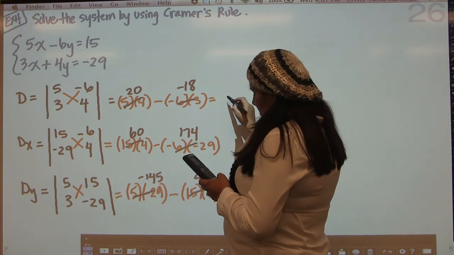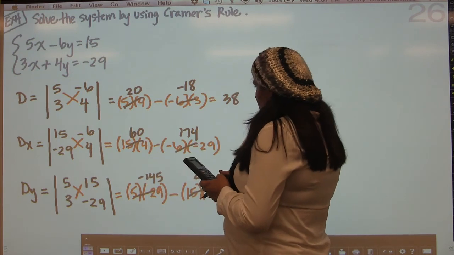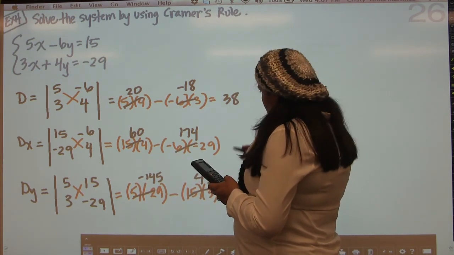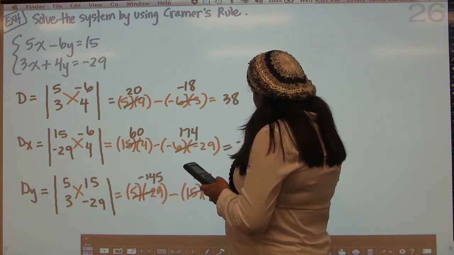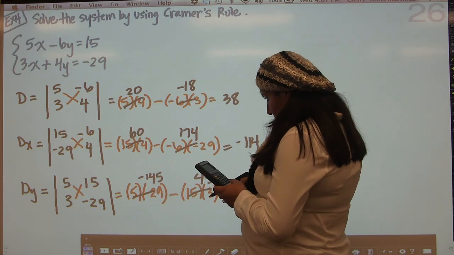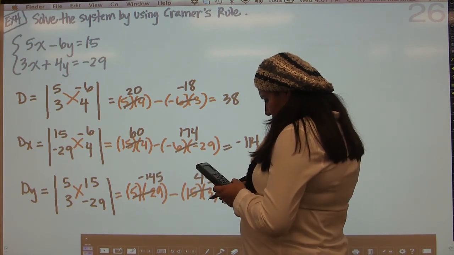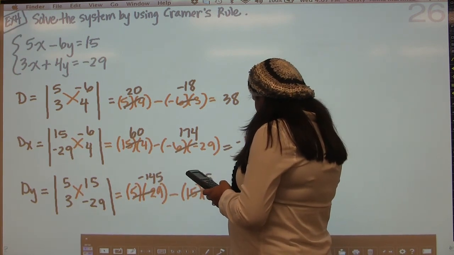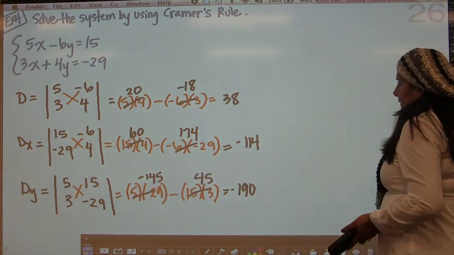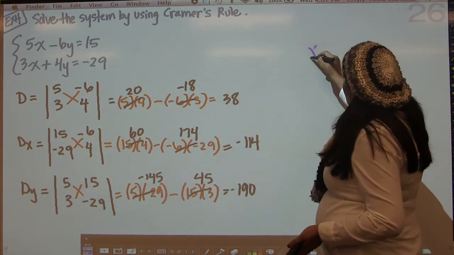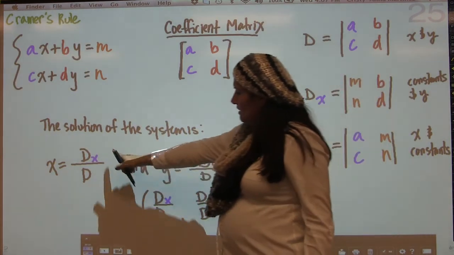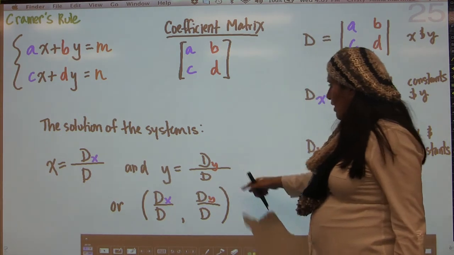Which is now going to give us 38. Then we have 60 minus 174. That'll give us -114. And then we're going to do -145 minus 45 and get -190. So according to our thing earlier, x is going to equal, and that's right here, x is going to be dx over d, and y is going to be dy over d.